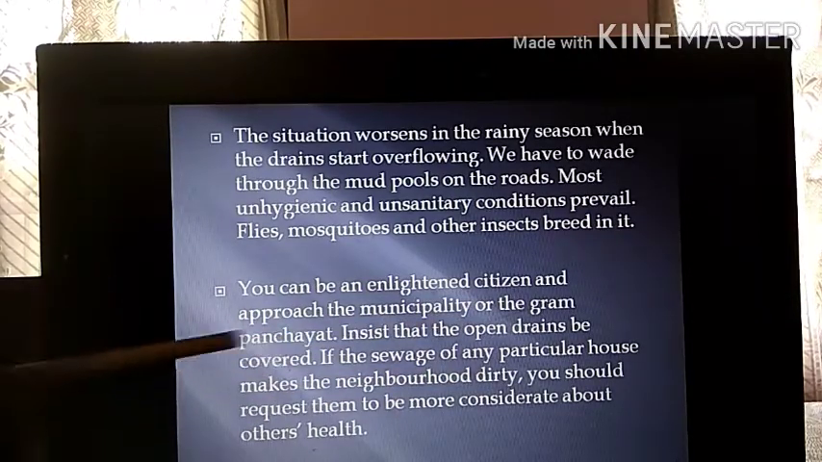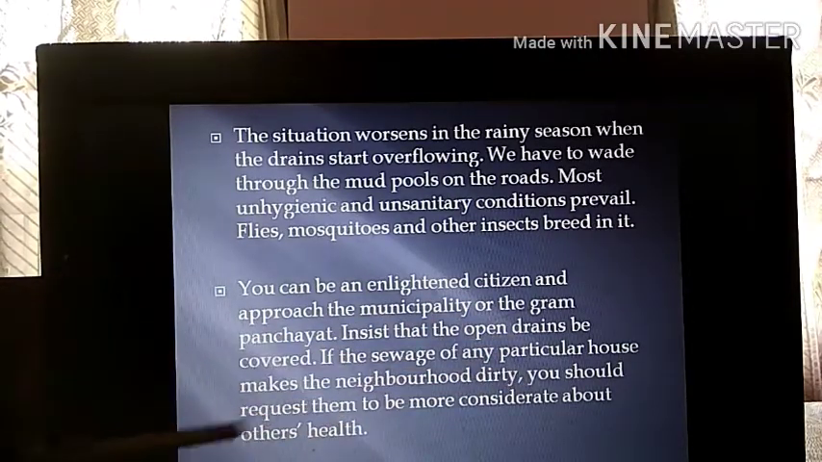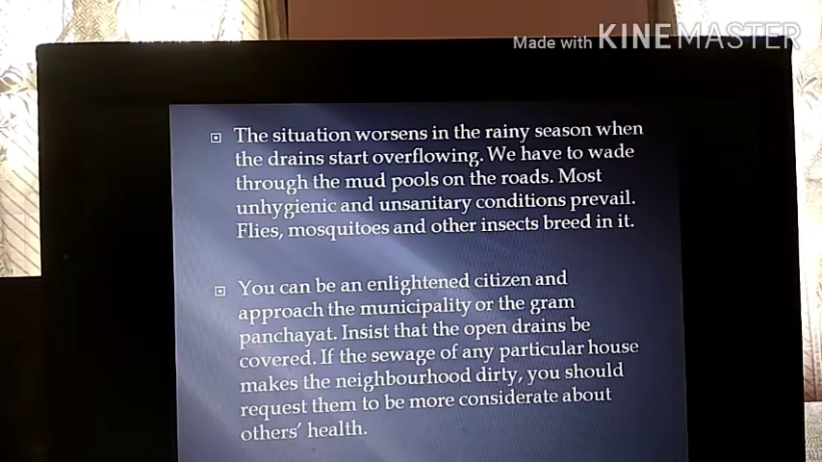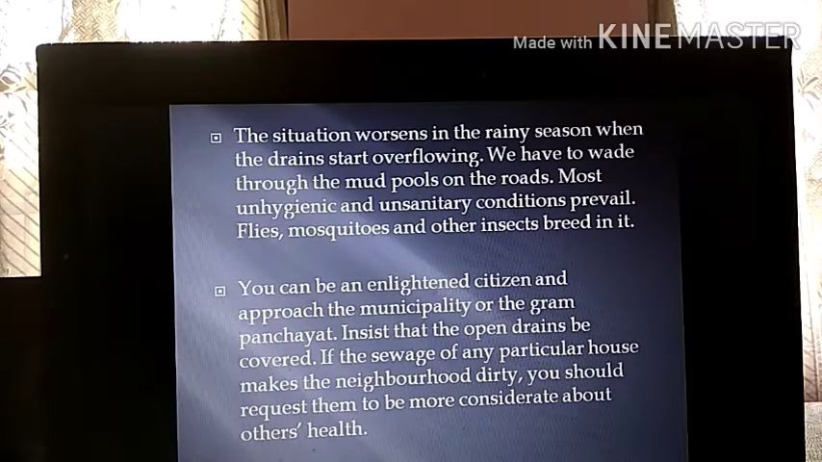If the sewage of any particular house makes the neighborhood dirty, you should request them to be more considerate about others' health. Sometimes the neighbors are very dirty, isn't it? Suppose you are maintaining everything very clean and hygienic, but you find that your next door neighbor is very dirty and littering on the roads, throwing garbage on the roads, allowing their pets to excrete on the roads. You should go and stop them if you have seen all these things, because your neighborhood also has to be clean. It is not enough that only your house is clean and your neighborhood is dirty. That should not be the case.